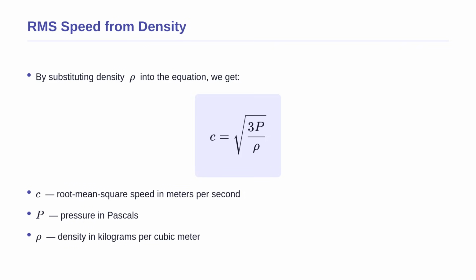Conceptually, this tells us that if you have a very dense gas, the molecules are likely moving slower for a given pressure. Conversely, at a high pressure but low density, the molecules must be zipping around extremely fast to create that force.